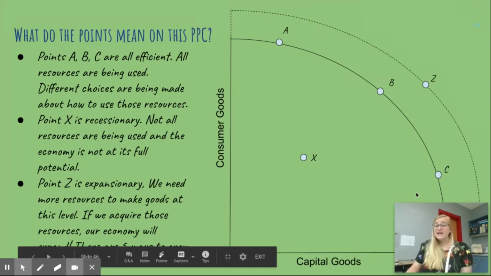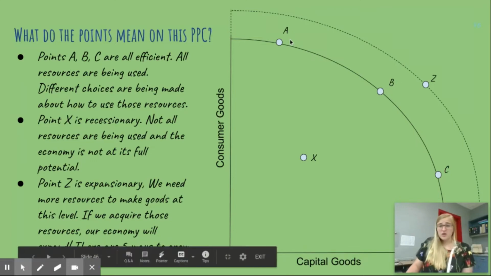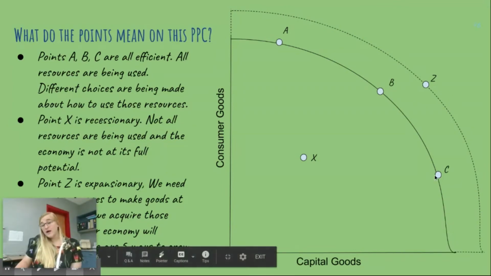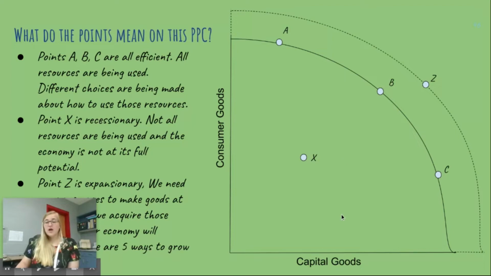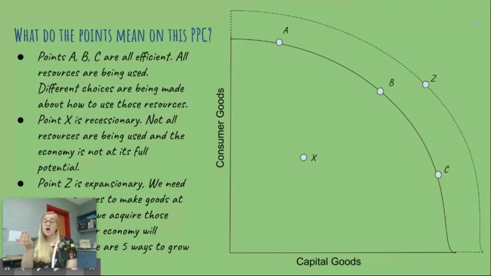On this, and I would like for you to draw this in your notes, points A, B, and C are all efficient and resources are being used, okay? So A, we're making more of these consumer goods than capital goods, but we're still using all our resources. C, we're making more towards the capital goods side than the consumer goods side, but we're still using our resources. B, we're making an equal amount and we're still using all our resources. Point X inside that curve is recessionary. We're not using all of our resources to make as many consumer and capital goods as possible. Something is wrong with the economy and we need to fix it.